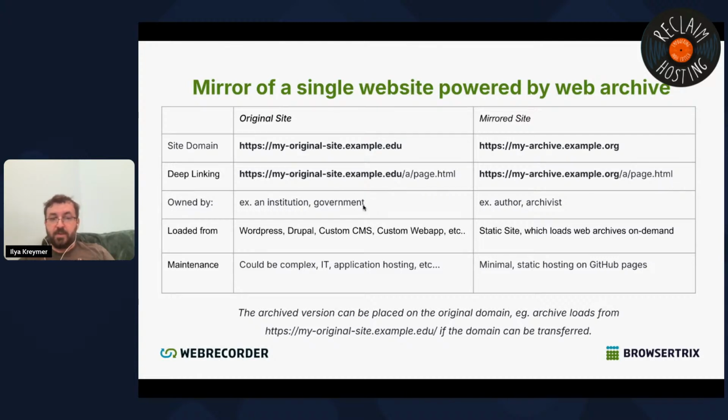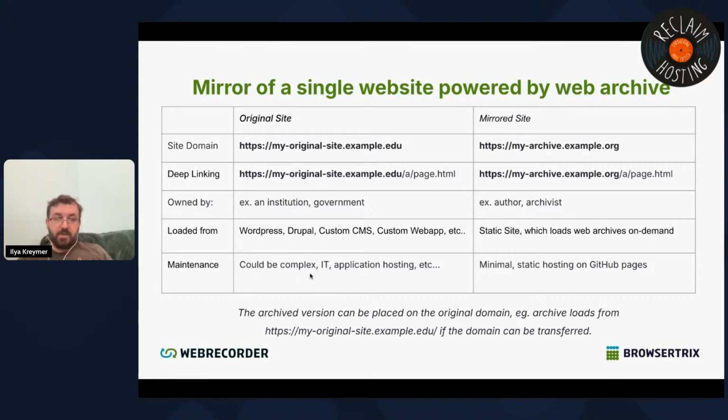The original site might be owned by a government or an institution. You might want to self-host it as the author or the archivist. The original site might be loaded from WordPress, Drupal, some sort of custom CMS. But the mirrored site powered by Web Archive can just be operated as a static site, and that's what I'll show a little bit. So there's no backend, basically. It's all loaded entirely in the browser.